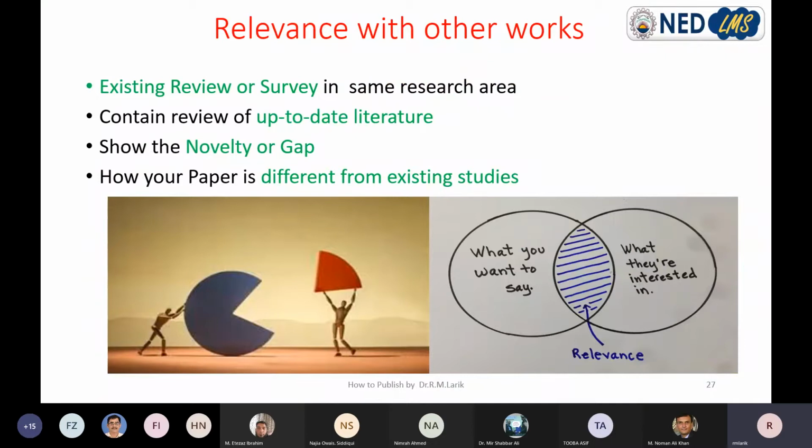Very important is the relevance with other works. You need to have relevance: what is the relevancy of your work, what you want to say, what they are interested in, right? So see, this man wants to fix this gap with his own idea, right? So you have to show your novelty, your gap, the existing studies, and when you find the relevance and the manuscript reflects the relevance of your work, then there is a 90 to 100% chance of publication, when you find the relevance of your work with other works, right?